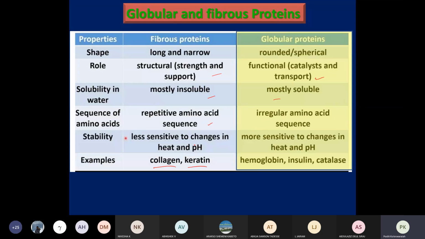And the fibrous proteins are less sensitive to the changes in heat and the pH, whereas these globular proteins are sensitive to the changes in heat and pH. As I already said, these globular proteins lose their three-dimensional structure with either alcohol or heat or when we change the pH, because the hydrogen bonds and other non-covalent bonds that are stabilizing the three-dimensional structure would be disrupted. As a result, the protein loses its three-dimensional shape. And as we already said, most of the proteins are globular proteins.